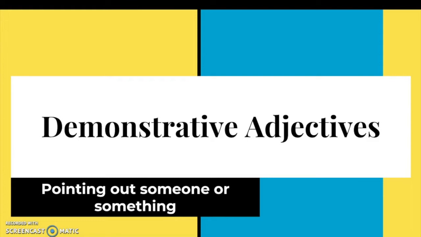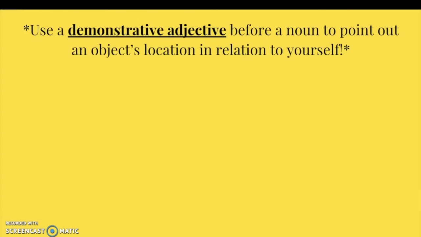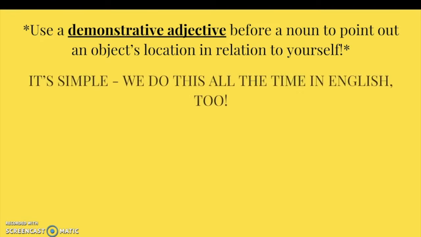Hello everyone. Today we're going to be talking about demonstrative adjectives, and we use these in Spanish, or in English even, when we're pointing out someone or something. To begin, you'll use demonstrative adjectives before a noun to point out an object's location in relation to yourself. For some examples here, in general, in English we do this all the time.